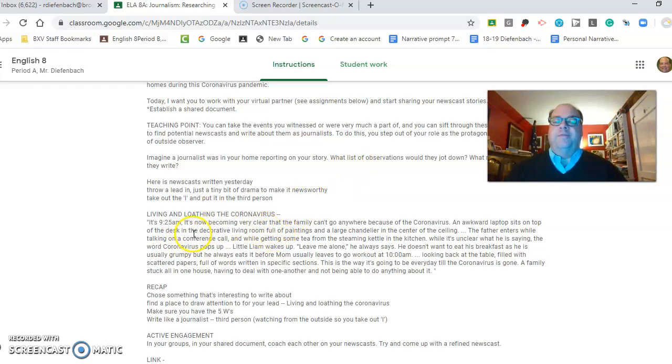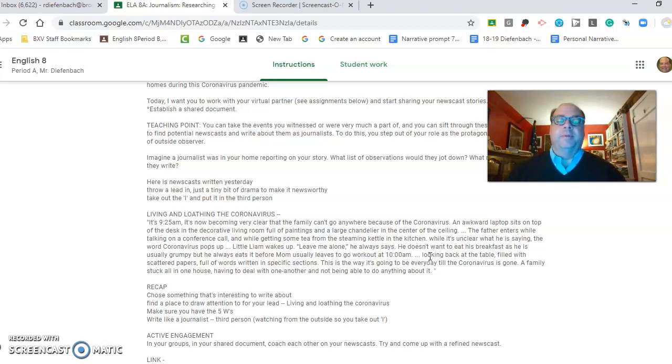It's 9:25 a.m. It's now becoming very clear that the family can't go anywhere because of the coronavirus. An awkward laptop sits on top of the desk in the decorative living room full of paintings and a large chandelier in the center of the ceiling. The father enters while talking on a conference call, and while getting some tea from the steaming kettle in the kitchen. While it's unclear what he is saying, the word coronavirus pops up quite a bit.